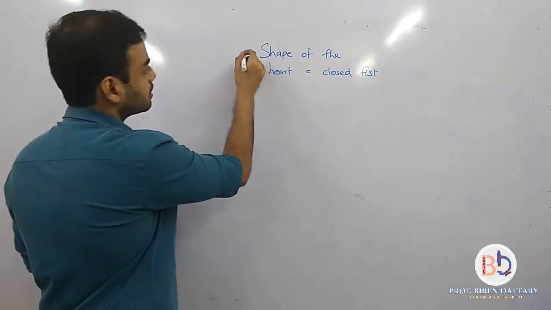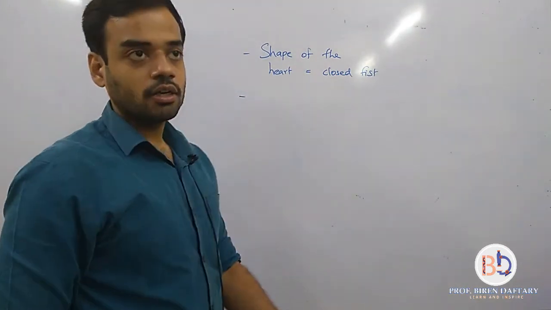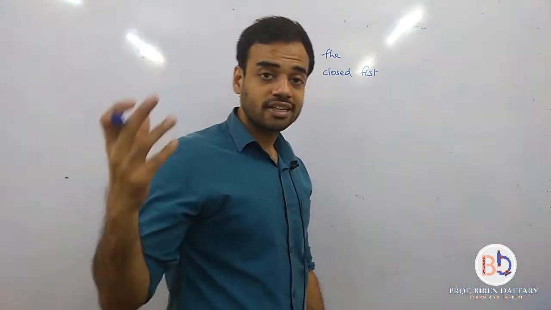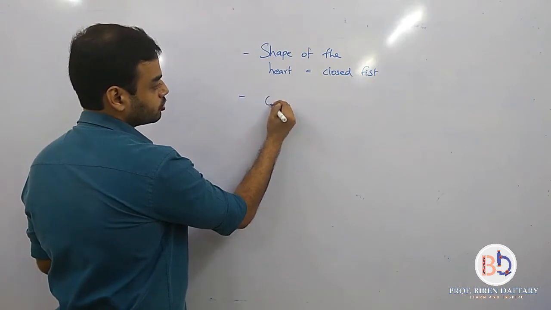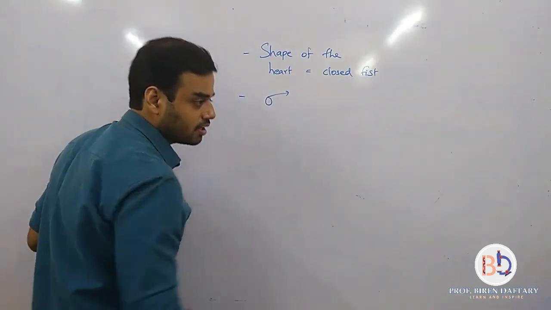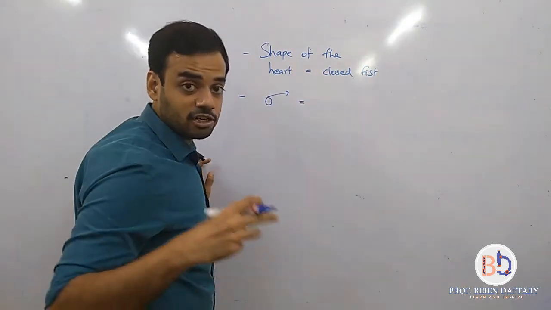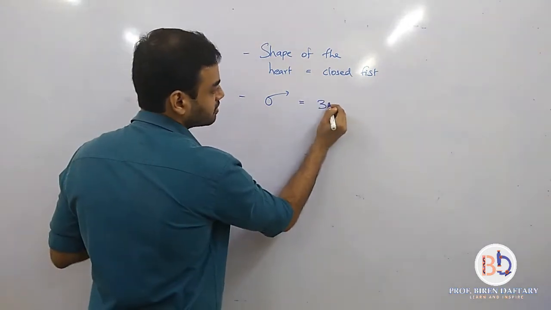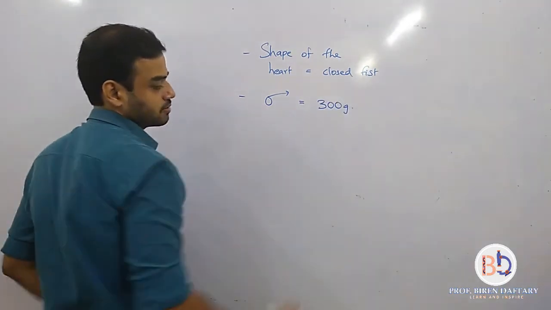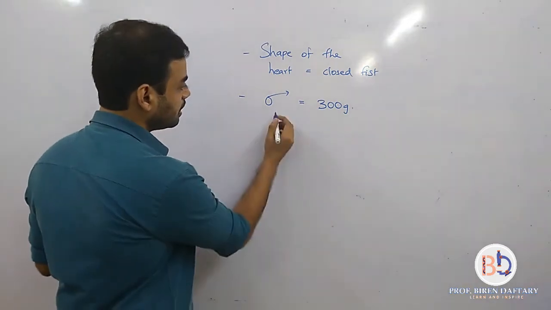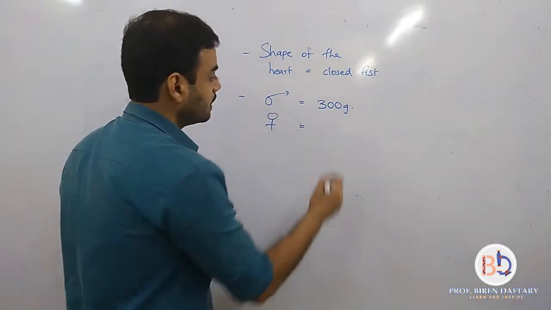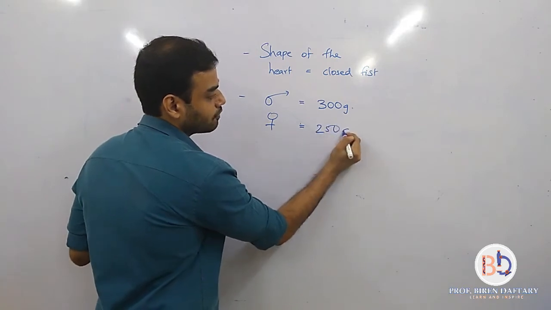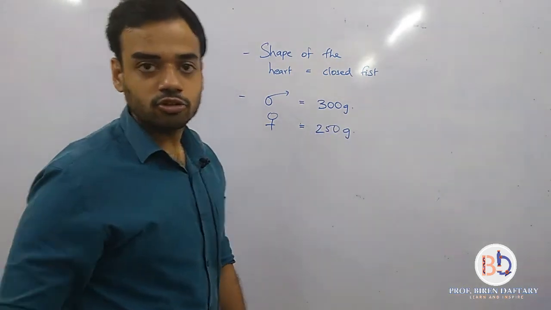What are the dimensions of the heart? The weight of the heart is also given in your book. For a human male, the heart of an adult male weighs approximately 300 grams. And similarly, the heart of a fully adult human female weighs approximately 250 grams. So this is given.